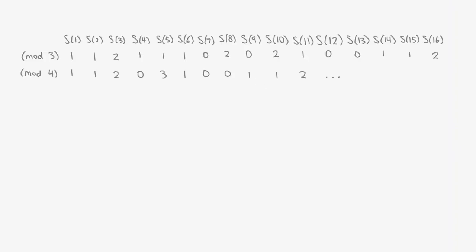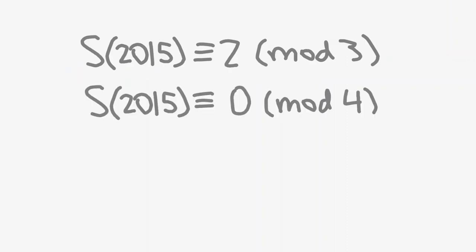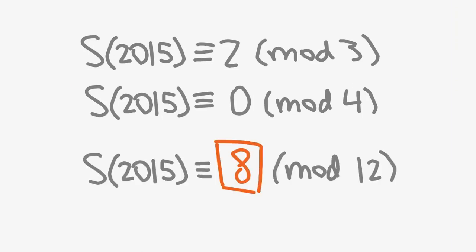The mod 3 sequence has period 13, and the mod 4 sequence has period 8. Using these patterns, we find that s(2015) is 2 mod 3 and 0 mod 4. By the Chinese remainder theorem, we can then say that s(2015) is 8 mod 12, and we are done.